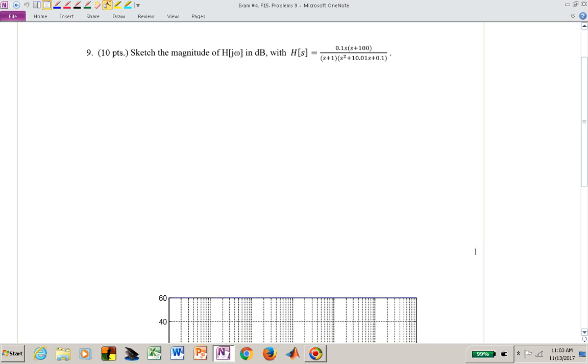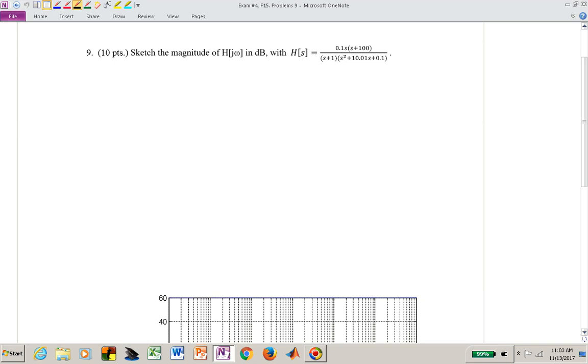The first thing that we want to do then is convert this transfer function to pole-zero form and then time constant form. Let's identify the zeros. We can find those. We have one at the origin and one at 100. We have a pole at 1.